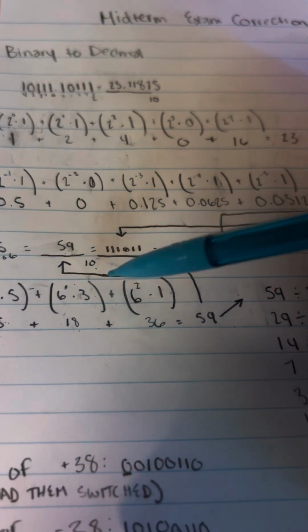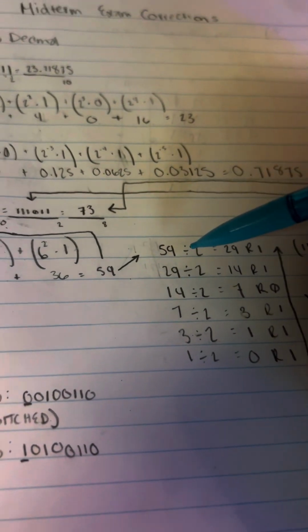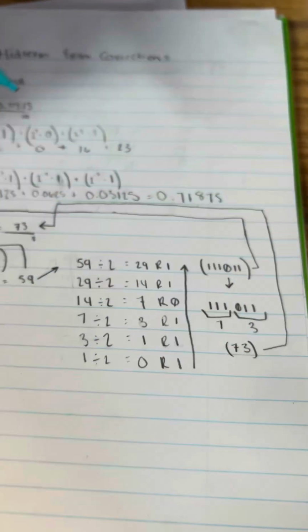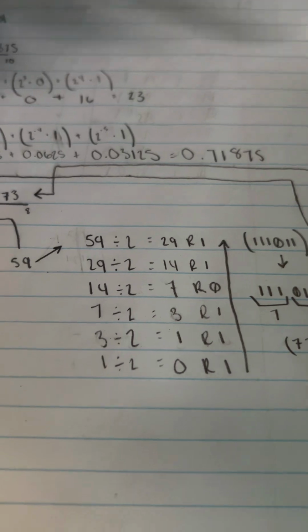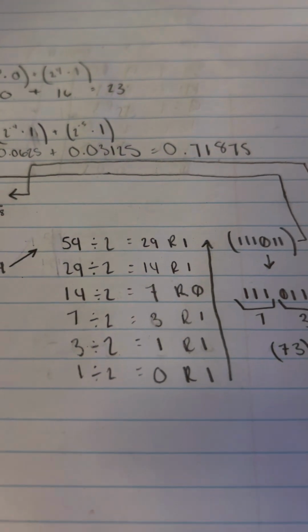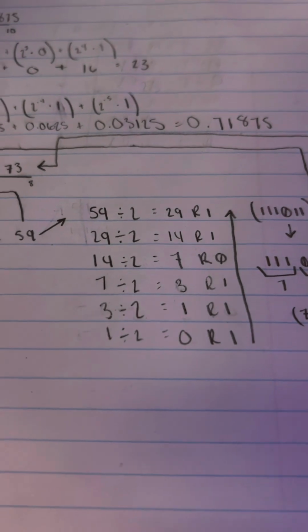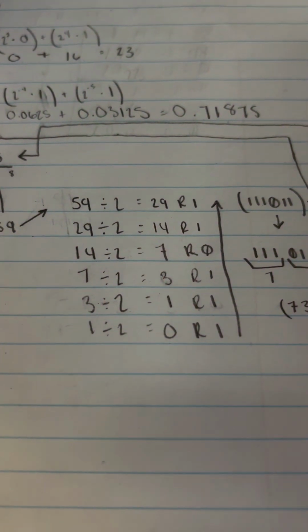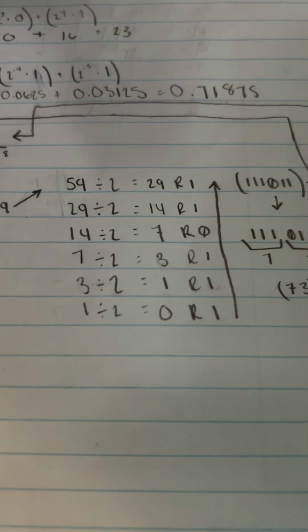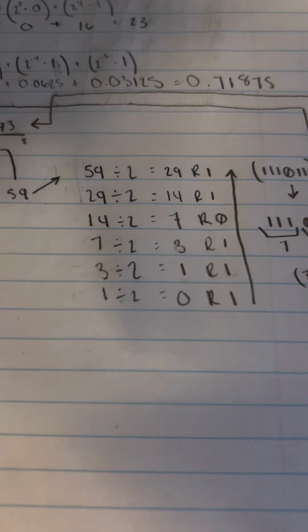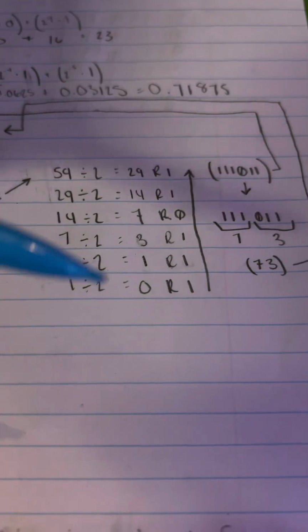Going from base 10 to base 2, we take 59 and we do our division remainder method. So here we have 59 divided by 2 gives us 29 remainder 1. 29 divided by 2 gives us 14 remainder 1. 14 divided by 2 gives us 7 remainder 0. 7 divided by 2 gives us 3 remainder 1. And 3 divided by 2 gives us 1 remainder 1. And then lastly, we have 1 divided by 2, which gives us 0.